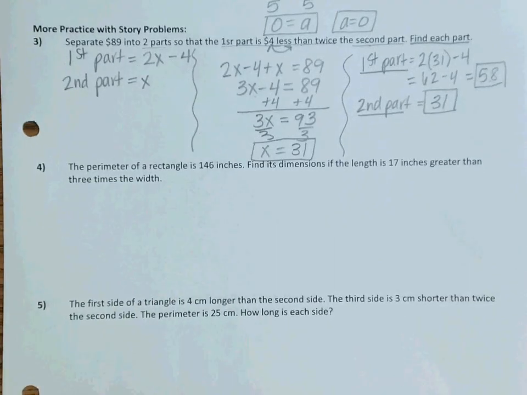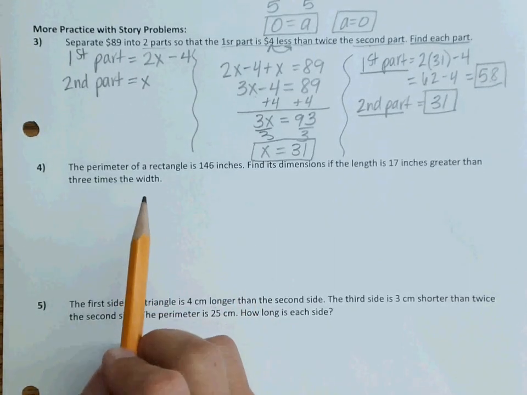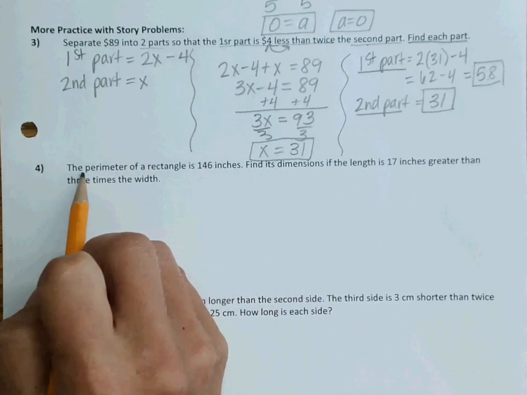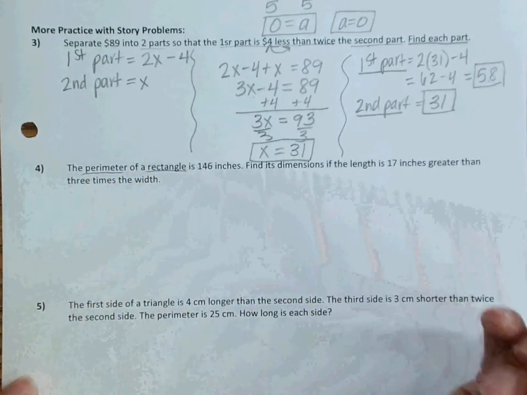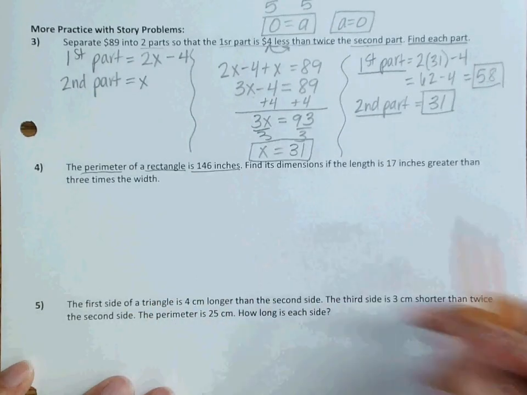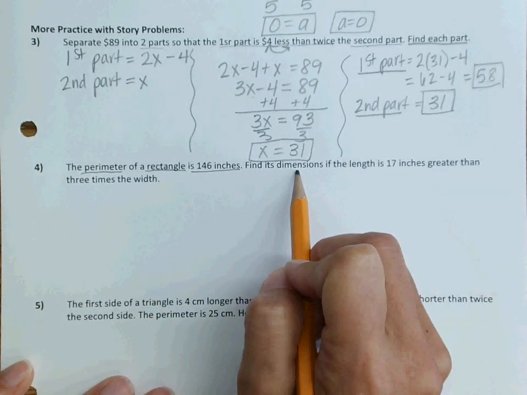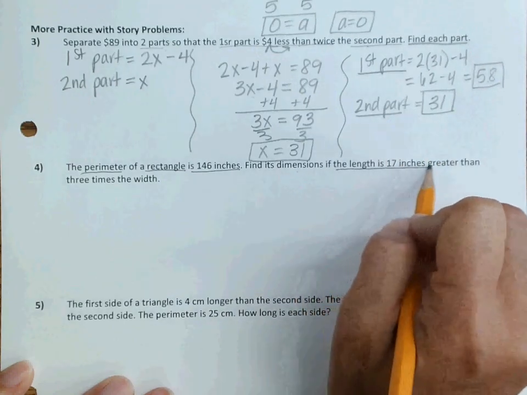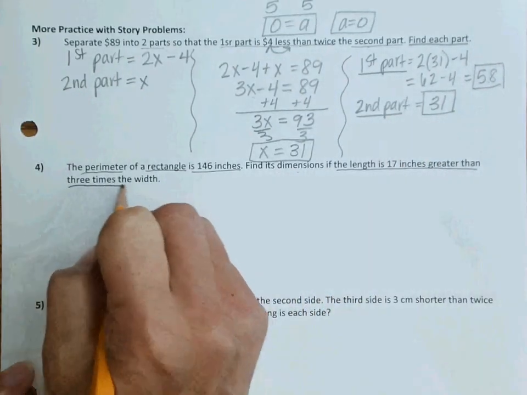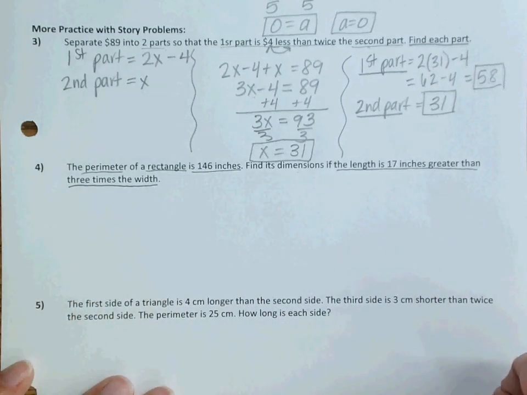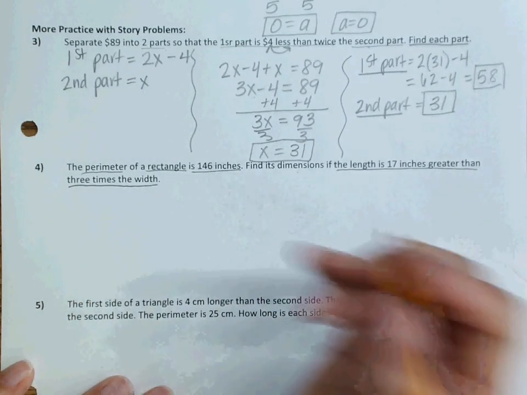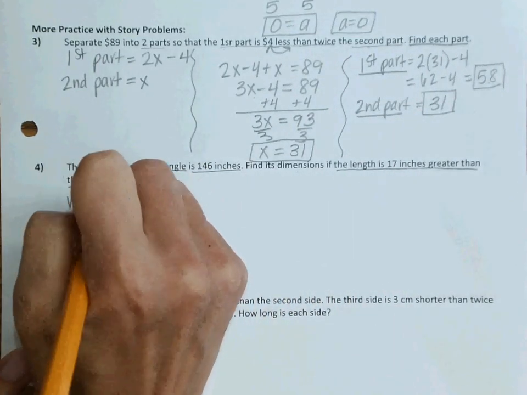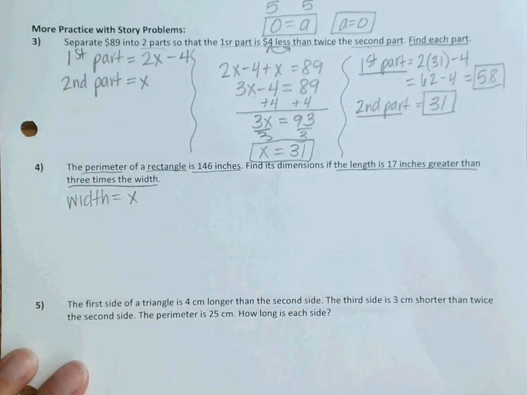Now for number 4, we're talking about the perimeter of a rectangle is 146 inches. That's important. Find its dimensions, so that means the length and the width. The length is 17 inches greater than 3 times the width. Okay? Now they don't describe anything about the width, right? Since they don't say anything about the width, you know width is equal to x.